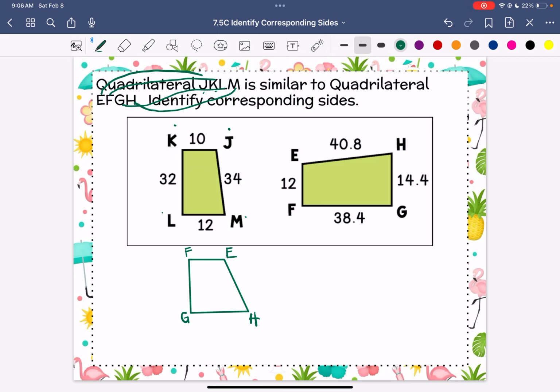Now I go back to the second quadrilateral on the right side, and I notice EF is 12. So now I can label my dimensions. That is 12. And then I'm going to go with FG. Look at the one on the right side. It's 38 and 4/10. Then I'll look at EH on the right side. And then all I'm going to do is just so I can identify corresponding sides and not make any mistakes.